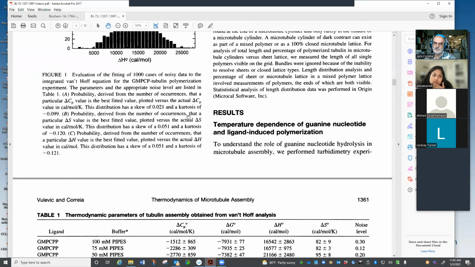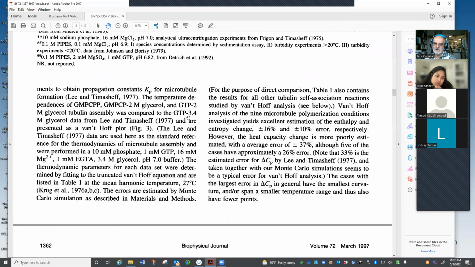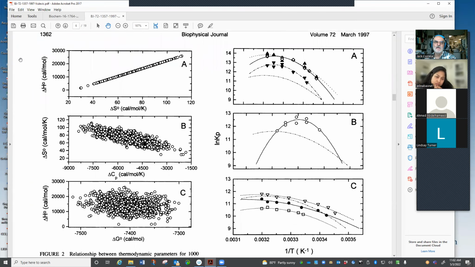And the other thing that's worth pointing out is shown in this next figure here on the left. When you get those enthalpies, entropies, and heat capacities, you plot them versus one another because you want to know if they're correlated with one another. So if you plot the enthalpy in any given simulation versus the entropy in that same simulation, and you do it for all cases, it shows you that in this case, the enthalpy and the entropy are perfectly correlated.